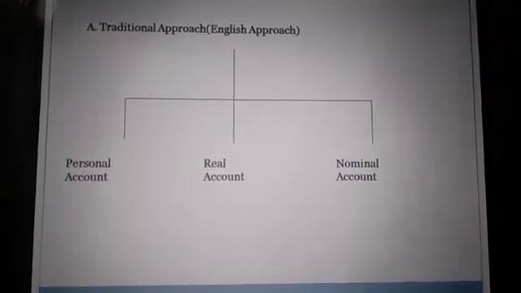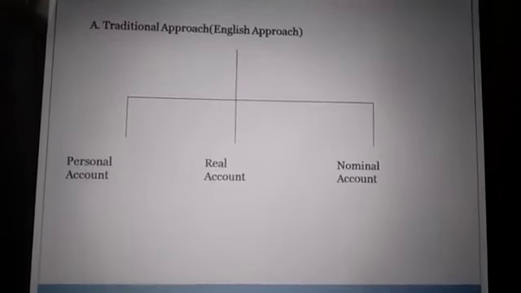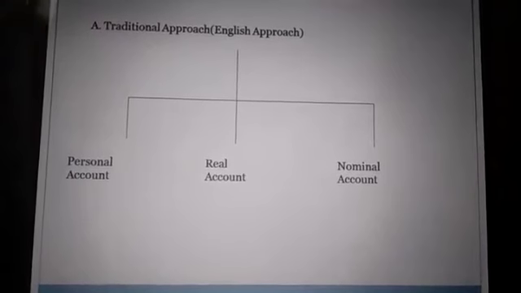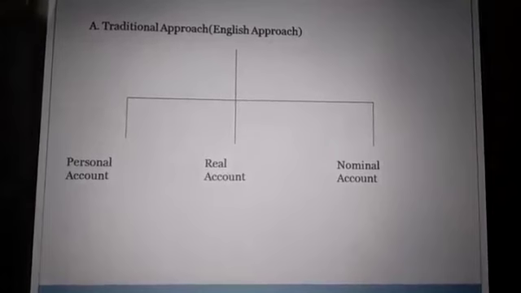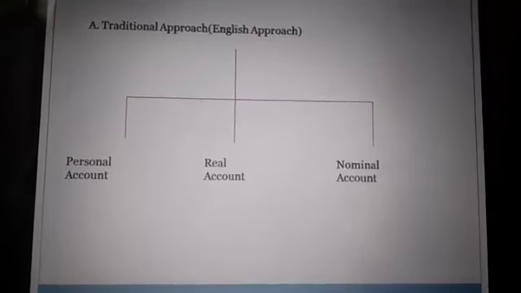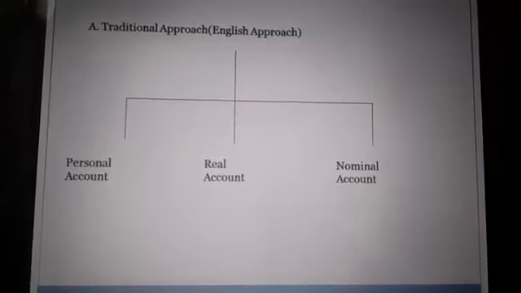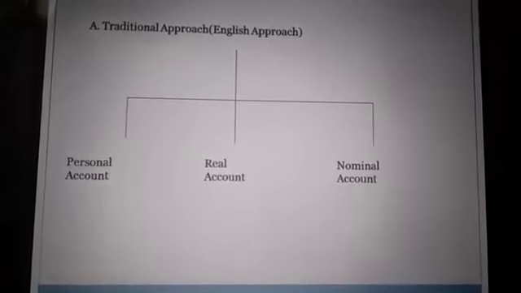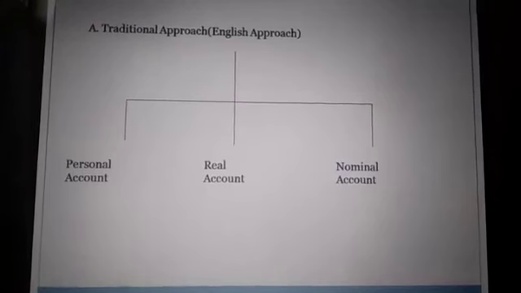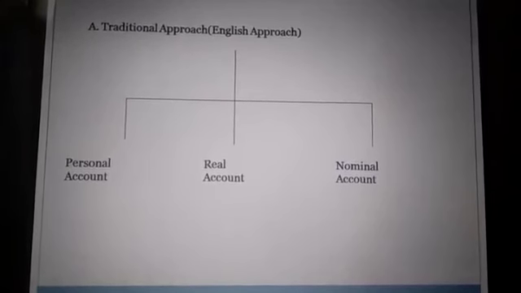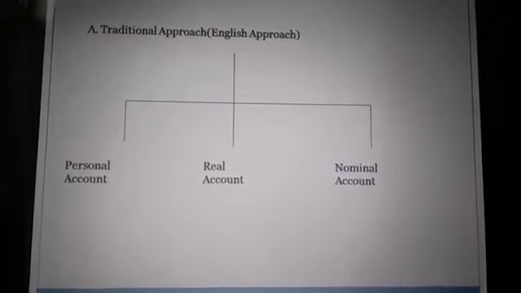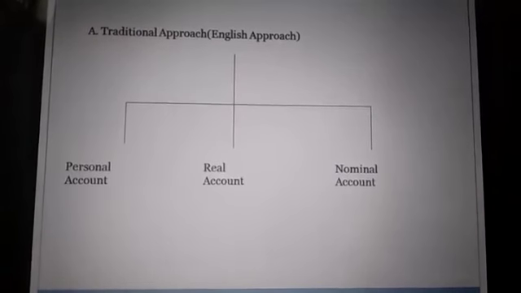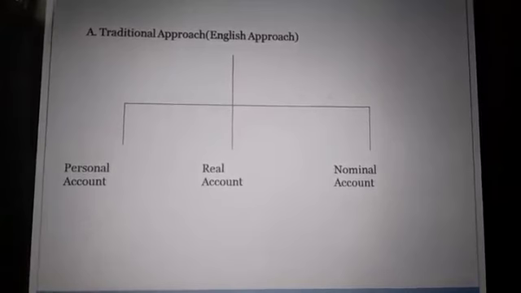Now the rules. Personal account rule is debit the receiver, जो भी रिसीवर है जिसको मिलने वाला है उसको डेबिट कर दो, and credit the giver, जो देने वाला है उसको क्रेडिट कर दो. Okay, debit the receiver and credit the giver. Second, rules of real account: debit what comes in, जो भी आता है उसे डेबिट कर दो. Credit what goes out, जो भी जाता है उसे क्रेडिट कर दो.